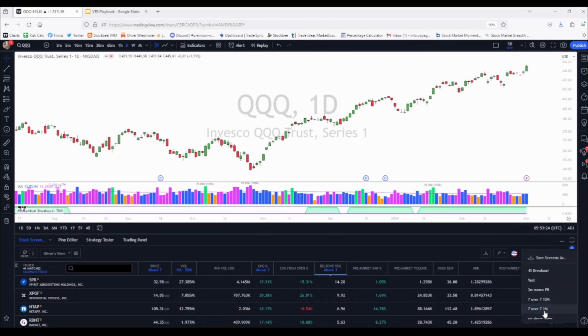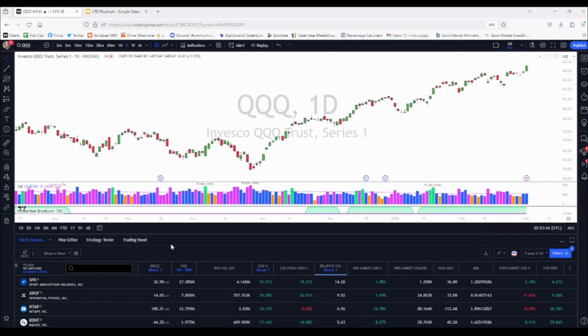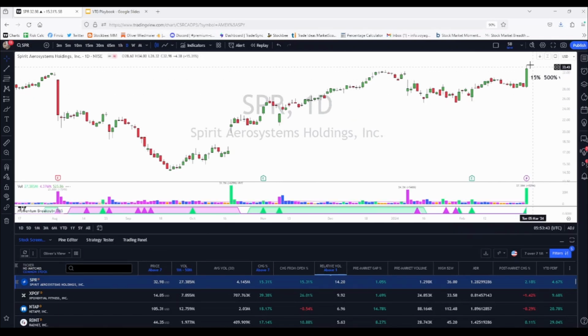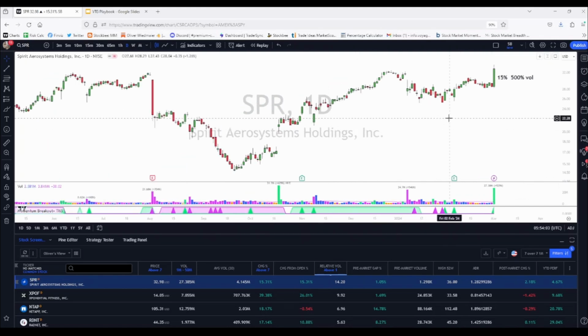So here we go, 7 over 7, 1 million. This is what I scan for: common stock, relative volume of over 1, meaning it has traded above its average volume, over $7, 1 million shares, and 7%. What I'm doing here is looking for stocks that have this big ignite candle. You can see it's been trading 4.5%, 5.5%, 4.5%, and then all of a sudden it's trading 15%. This big candle here. So this is a stock that you would put on a watch list.